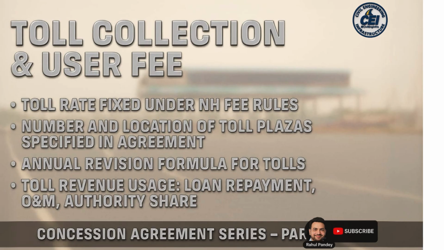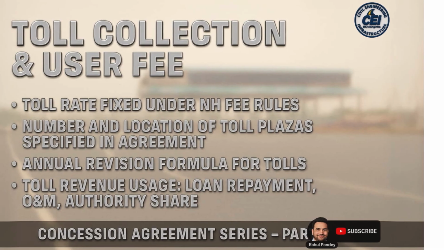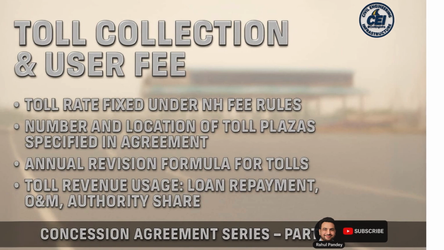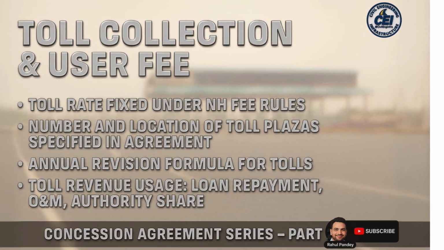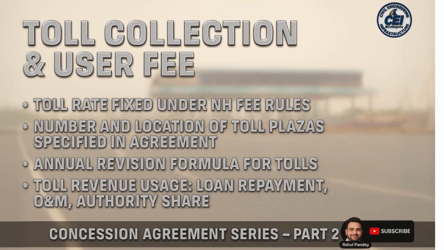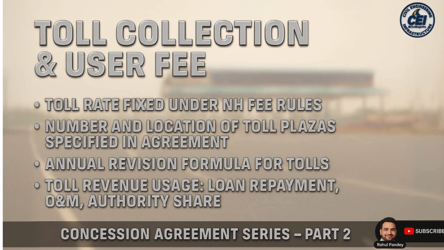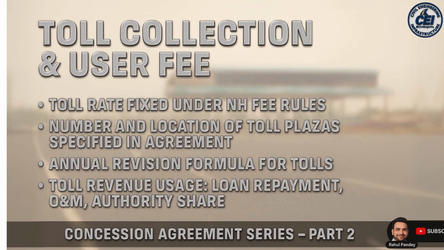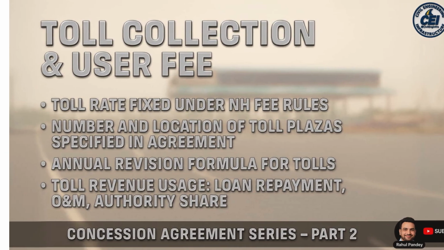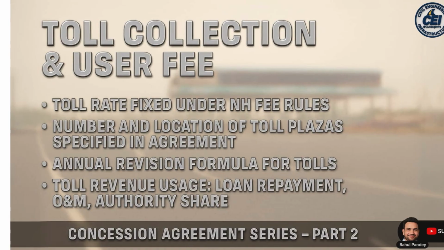Slide 4. Toll collection or user fee. Toll collection is the core revenue stream of the concession agreement. Toll rate fixation, base year rate and calculation formula defined as per NHAI rules. Location and number of toll plazas, pre-approved in the agreement. Annual revision formula, rates revised using an index-linked formula.